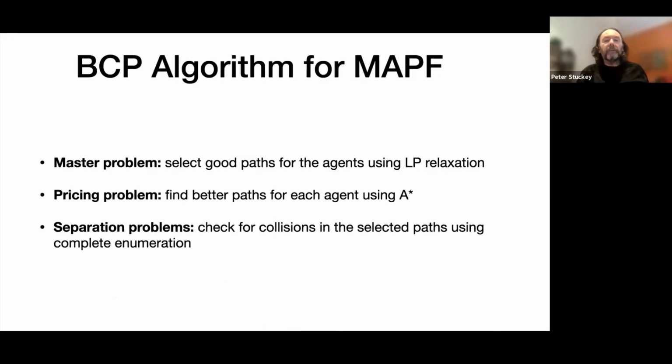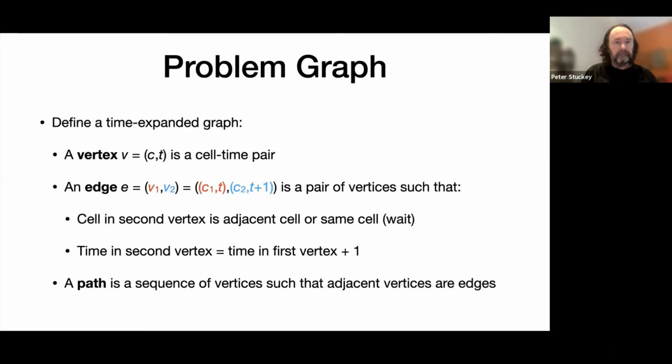All right, so let's look at a BCP program algorithm for MAPF. So the master problem is I'm going to select good paths for the agents using an LP relaxation of the problem. The pricing problem is I'm going to find better paths for each agent using A star. And the separation problem is going to check for collisions along the selected paths and add in constraints in order to avoid that.